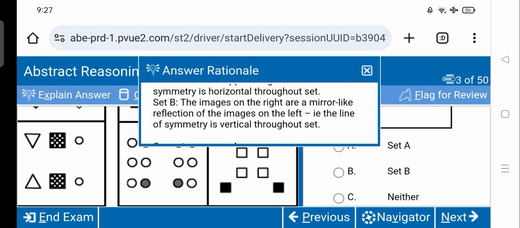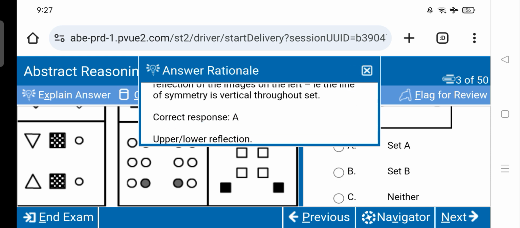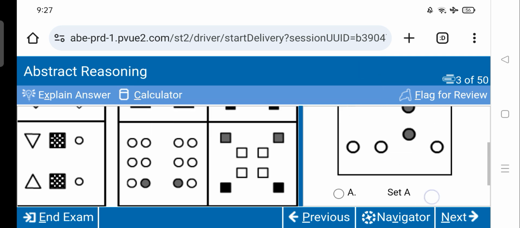Set B, the images on the right are a mirror-like reflection of the images on the left. That is, the line of symmetry is vertical throughout the set. So the correct response is A, that is upper lower reflection, which is this.